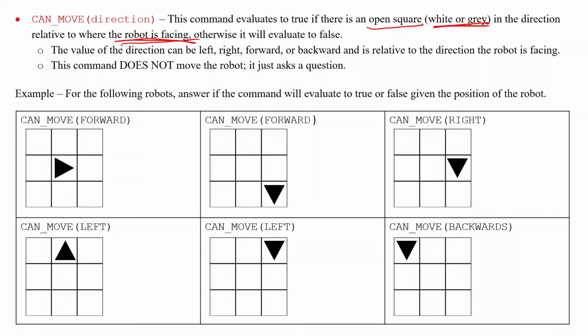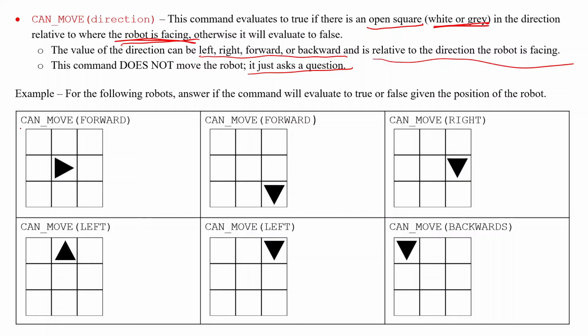The value of the direction, again, can be left, right, forward, or backward relative to the direction the robot is facing. So again, we have to put ourselves in the robot's shoes there. The command does not actually move the robot. All it does is ask a question and return true or false. It does not move it in that direction. It just asks the question. So I have a few examples of what that looks like here. For this first one, there are 6 examples. For the following robots, answer if the command will evaluate to true or false given the position on this grid.